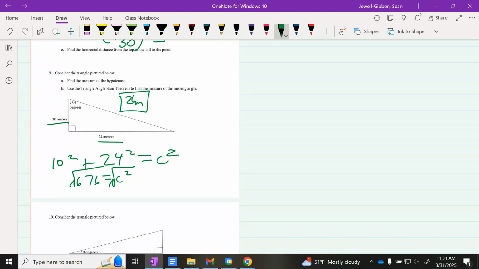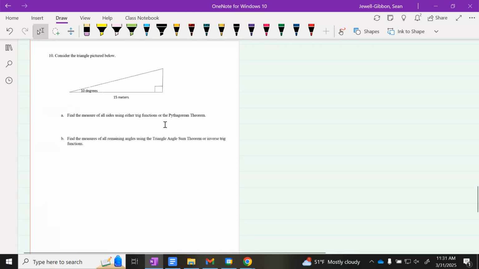Alright, and then they want us to use the triangle angle sum theorem to find the missing angle. All the triangle angle sum theorem is that we are aware of 180 degrees being the measure of all these angles put together. 180 minus 90 minus 67.4 is going to leave us with 22.6 degrees.